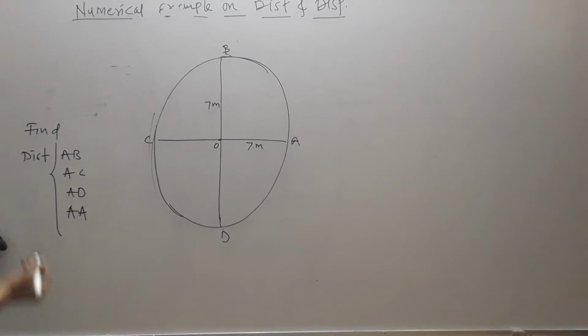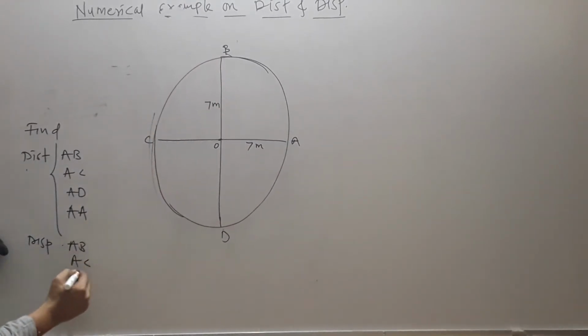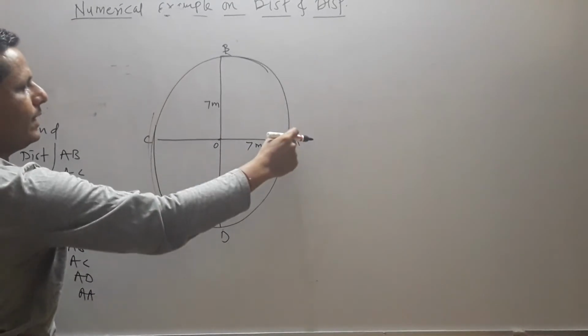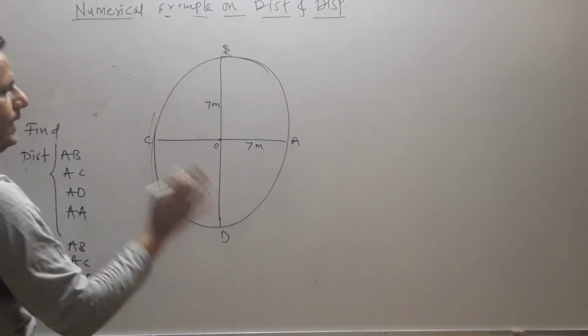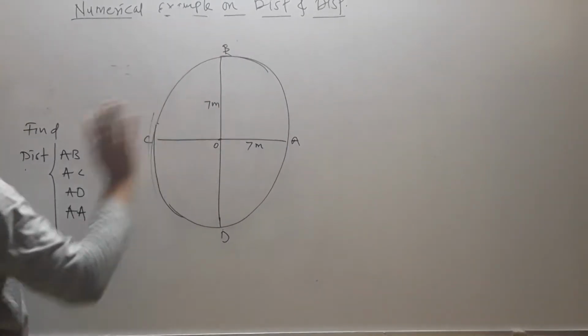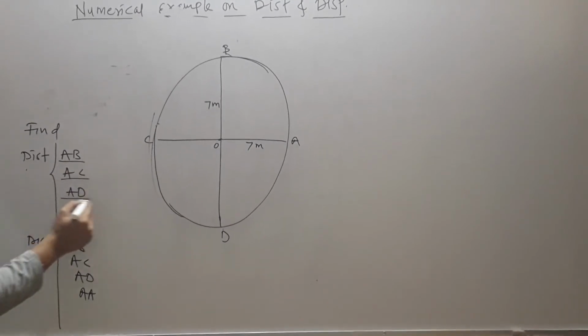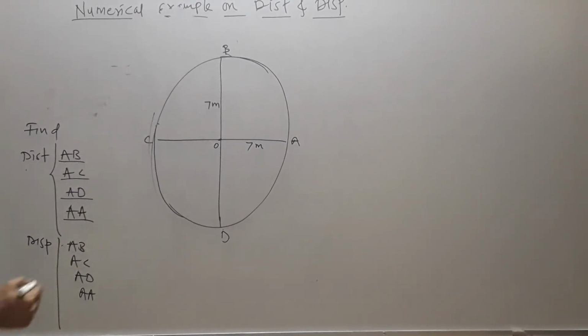At the same time, you have to find the displacement A to B, A to C, A to D, and A to A. Simply, this is a round track where I have made 4 points A, B, C, D. The person moves from A to B, B to C, C to D, and in that case we have to find out the distance AB, AC, AD, A, and the displacement AC, AD, and A.